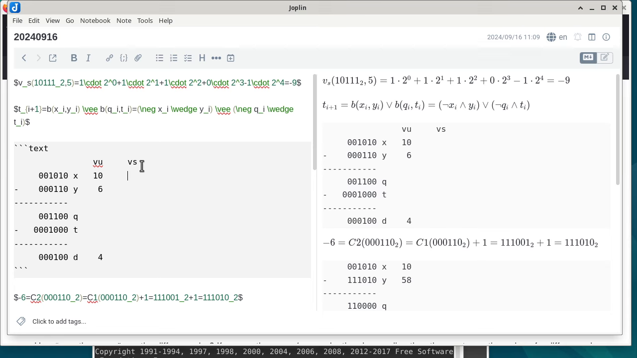If the most significant bit of a bit pattern is a zero, then the signed versus the unsigned interpretation will give you the same answer. Even though one is adding the power of two and one is subtracting the power of two corresponding to that bit position, because the bit itself is a zero, it doesn't matter. Adding a zero doesn't change anything, and subtracting a zero also does not change anything. So this is going to be a 10, and this is also going to be a 6, and the end result here is still going to be a 4.